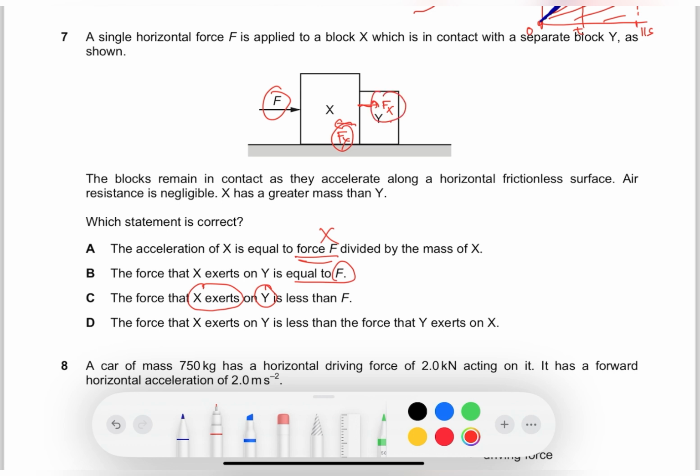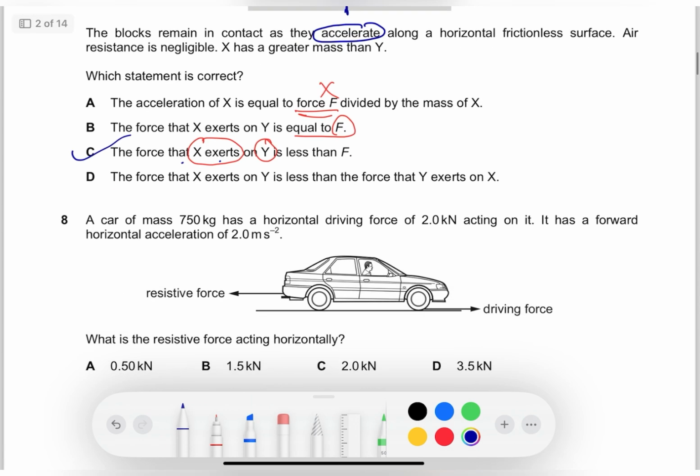If these forces would be equal, there would be no movement, right? Yes or no? Now the third option: force that x exerts on y is less than F. This seems correct to me because Fx equals Fy. If this is 1, this is also 1, right? Both forces are equal. Now the force that x exerts on y, that is Fx, is less than F. Yes, it is less than F. That's why the object is accelerating. So C is the correct option.